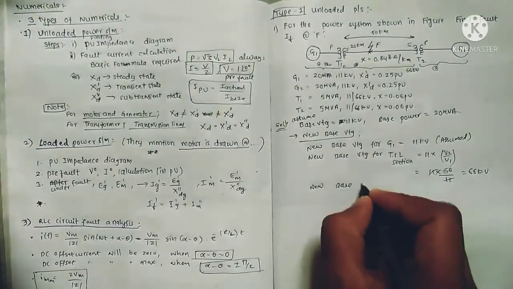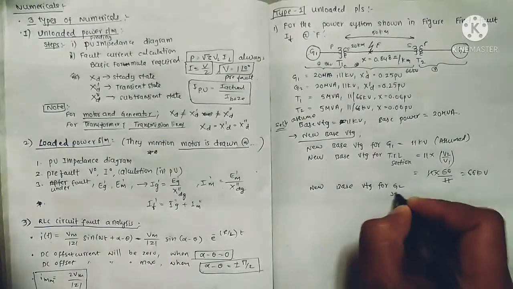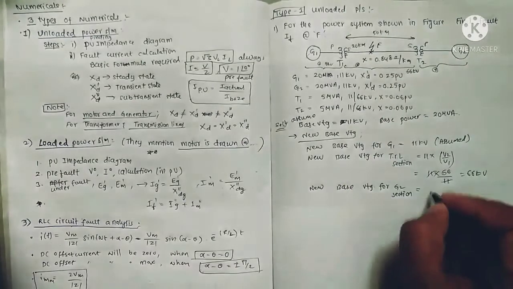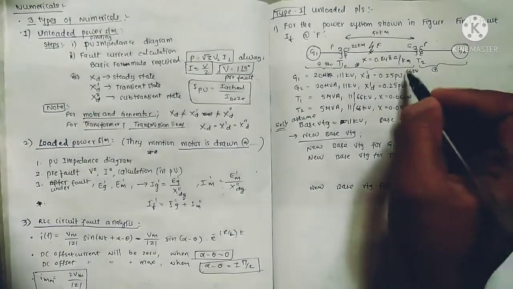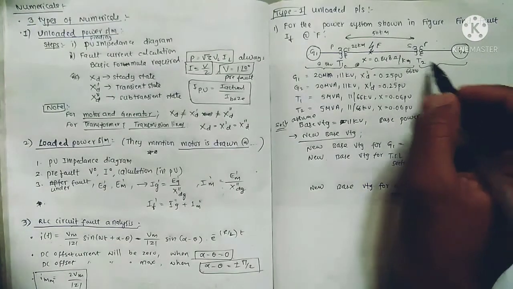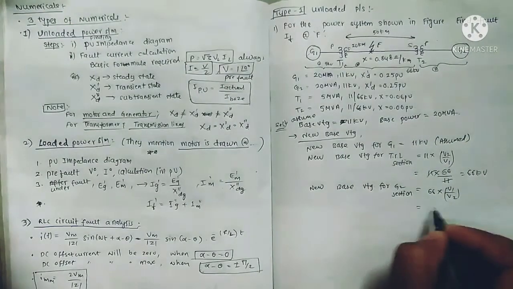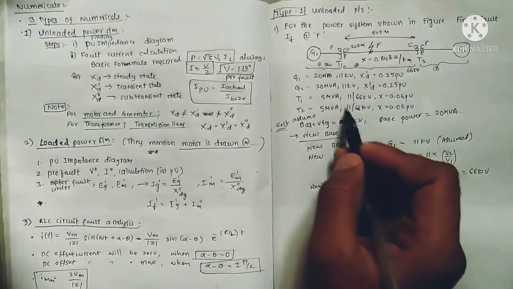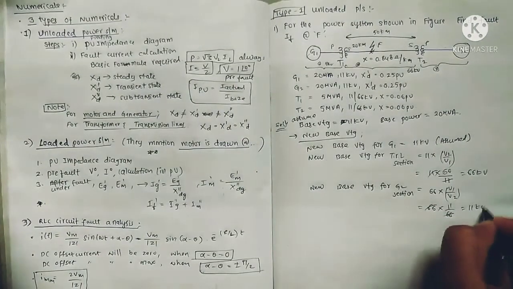New base voltage for the generator 2 section is equal to the previous section voltage, 66, multiplied by, since we are calculating the G2 section voltage, we are moving from the known section voltage, from this section to this section. That implies secondary to primary. Secondary to primary means the V1 by V2 formula: 66 into V1 by V2 of the T2 transformer, 11 by 66. The 66 cancels, giving 11 kilovolt.